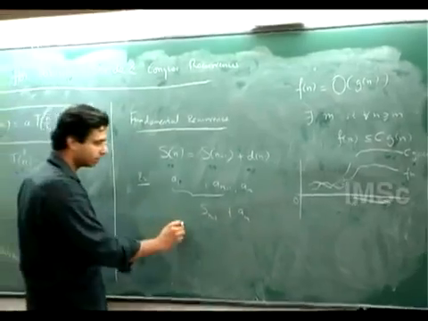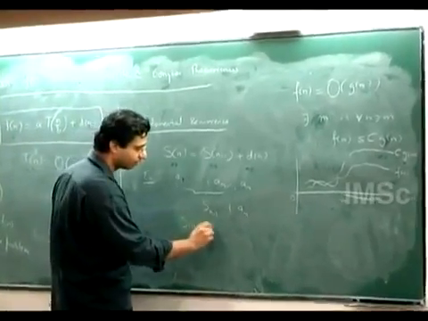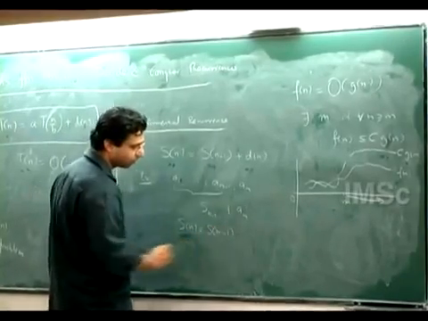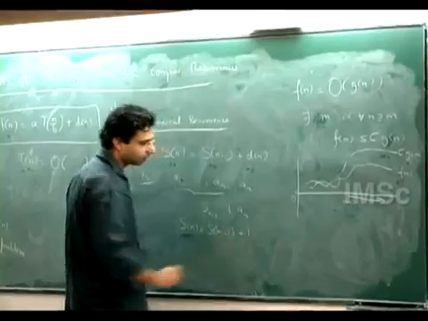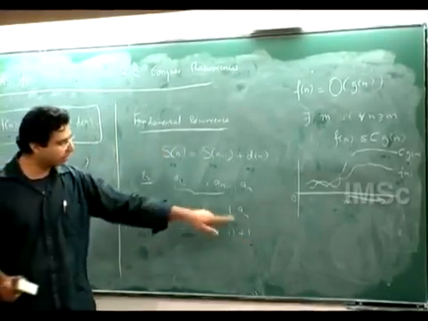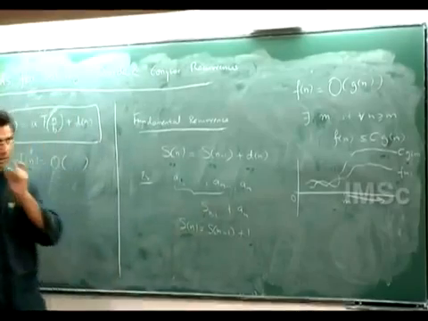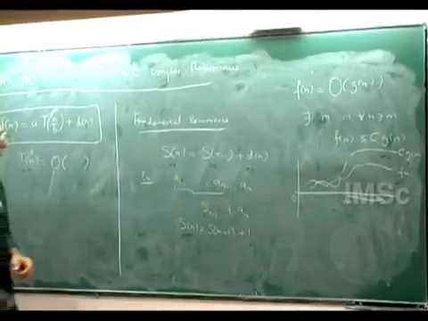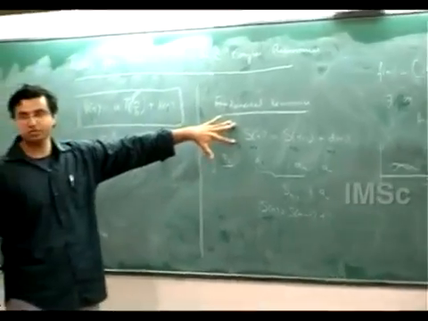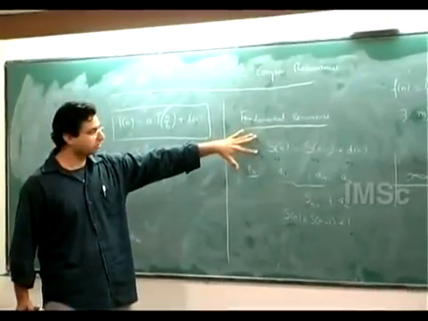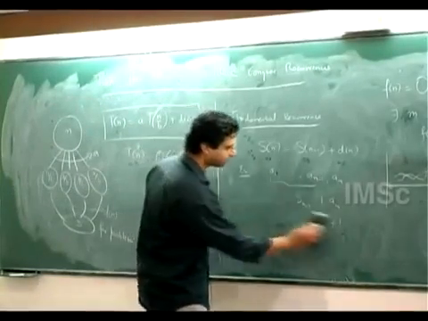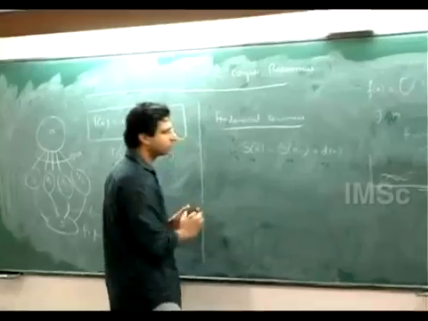So the recurrence in this case satisfies: Sn, the complexity to add n numbers, is the complexity to add n minus 1 numbers plus a constant operation to add an to this. If we have a recurrence in this form, the solution is very easy to see, and the trick is the same. So what is the trick?